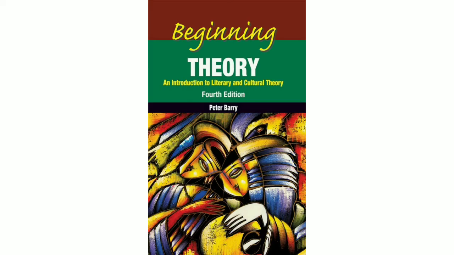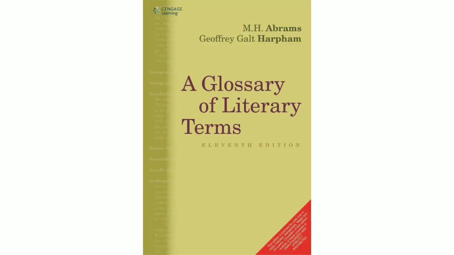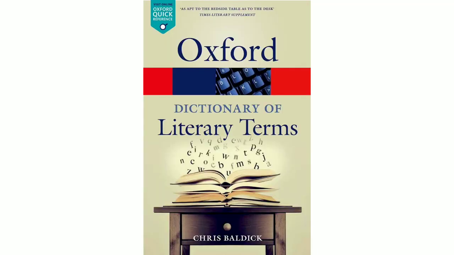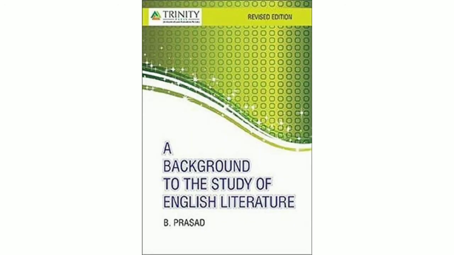Now I'll tell you the series of prescribed books for our subject. The first one is Beginning Theory by Peter Barry, and then A Glossary of Literary Terms by M.H. Abrams, and Oxford Dictionary of Literary Terms, and finally A Background to the Study of English Literature by Prasad. So these are the very important books prescribed for our subject, Literary Forms and Criticism.